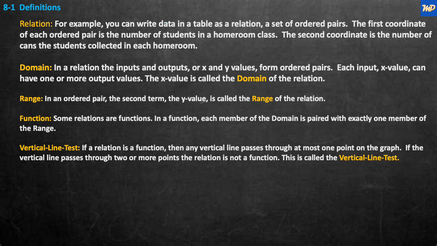The domain in a relation, the inputs and outputs, or the X and Y values, form ordered pairs. Each input X value can have more than one output value. The X value is called the domain of the relation. The range in an ordered pair, the second term, the Y value, is called the range of the relation.